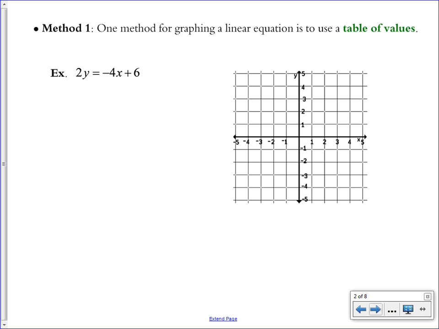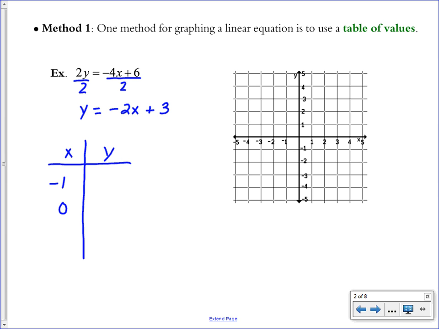We're going to start by dividing both sides of this equation by 2. So y equals negative 2x plus 3. Once y is by itself like that, we can easily use an input-output table to graph this function. Because I know it's a linear function, I don't need that many points. I'm going to use 3 points. I usually use negative 1, 0, and 1 as my 3 input values.